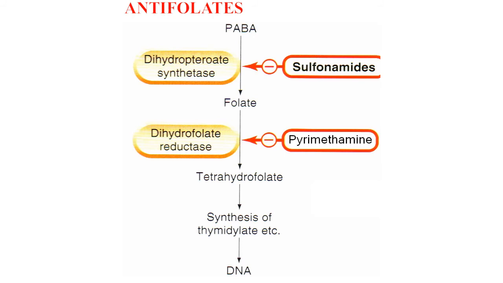Next drugs, antifolates. The antifolate mechanism of action is shown in these slides. Para-aminobenzoic acid is converted into folate with the help of the enzyme dihydropteroate synthetase. Folate is converted into tetrahydrofolate with the help of the enzyme dihydrofolate reductase. Tetrahydrofolate is used in the synthesis of thymidylate, which is used in the synthesis of DNA. Sulfonamides inhibit dihydropteroate synthetase, inhibiting the conversion of para-aminobenzoic acid into folic acid by competing with para-aminobenzoic acid. And pyrimethamine inhibits the enzyme dihydrofolate reductase.